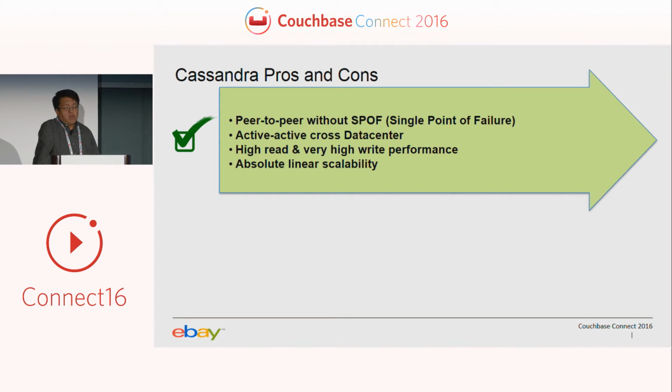Peer-to-peer without a single point of failure. Active-active, we can read and write from both data centers, and data will be synced to the other one synchronously. You can also get high read performance as long as you do the primary key lookup. And for writes, because it is peer-to-peer, the data will be written to every other node. The overall throughput will be much better. So you can scale both read and write linearly by adding more nodes to the Cassandra ring.